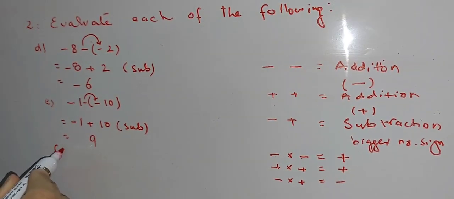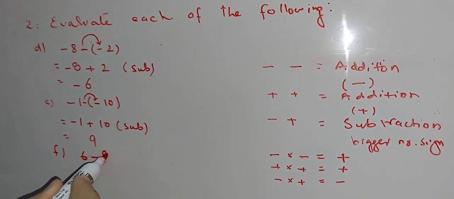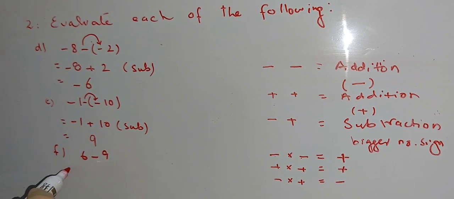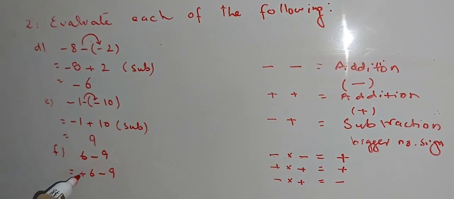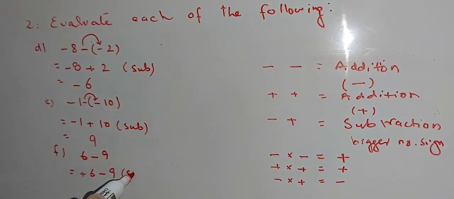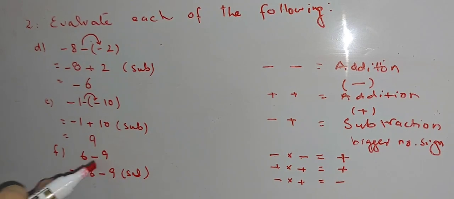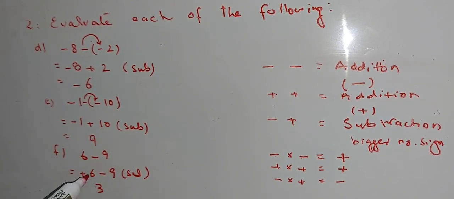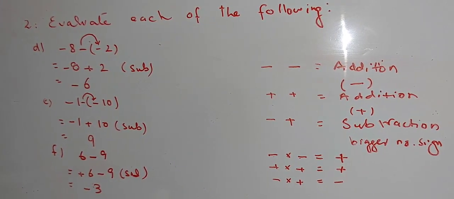Part F is 6 minus 9. It means plus 6 minus 9. When there is no sign, there is a plus sign. Plus minus, what will we do? We will go for subtraction. So 9 minus 6, the answer will be 3. So the bigger number is what, 6 or 9? 9. Which sign does 9 have? Minus. So we will write minus in the answer. Now move on to part G.